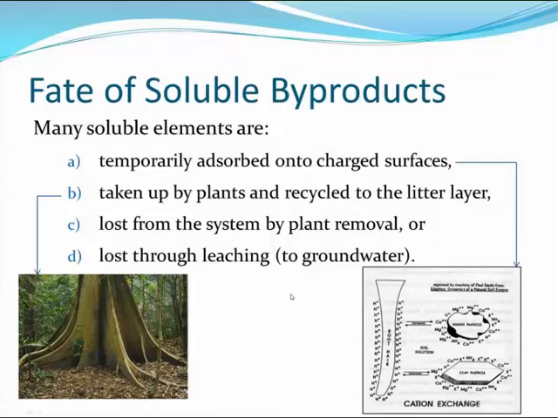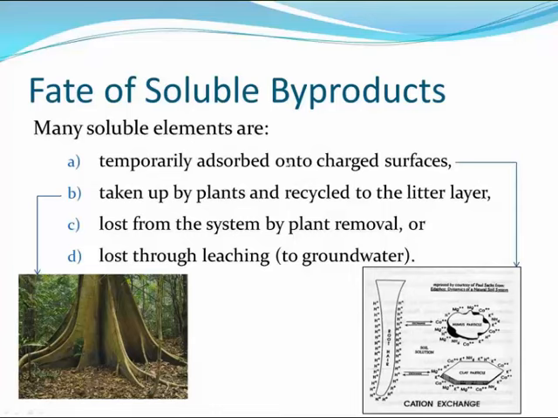All right, so let's talk about the fate of the byproducts and all. So many of the soluble elements, so the byproducts are soluble. So if we can move them out of the system, then we increase the weathering. If they stay in the system, then we reach an equilibrium and weathering slows down.